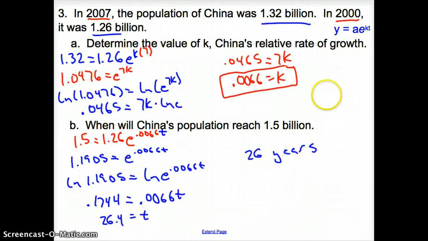26 years, and what time did we start? We started in 2000, so it's year 2026 for our final answer.